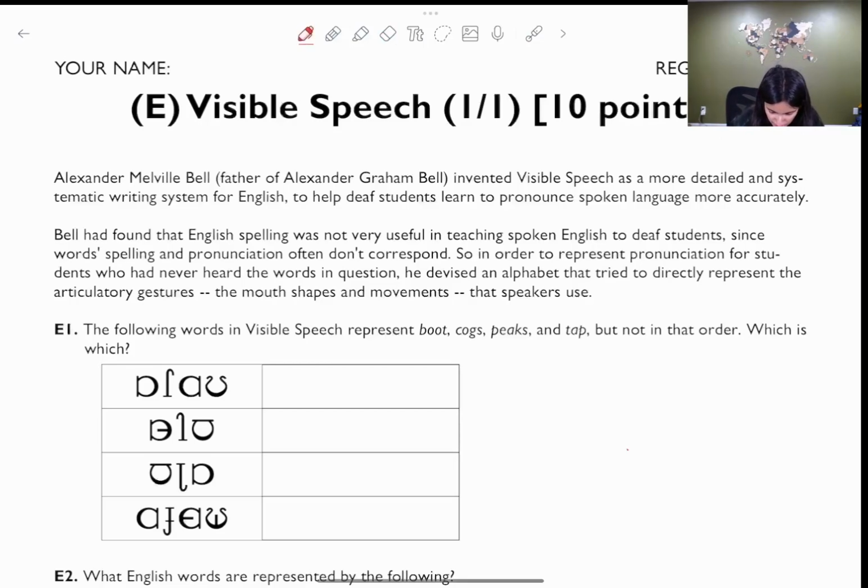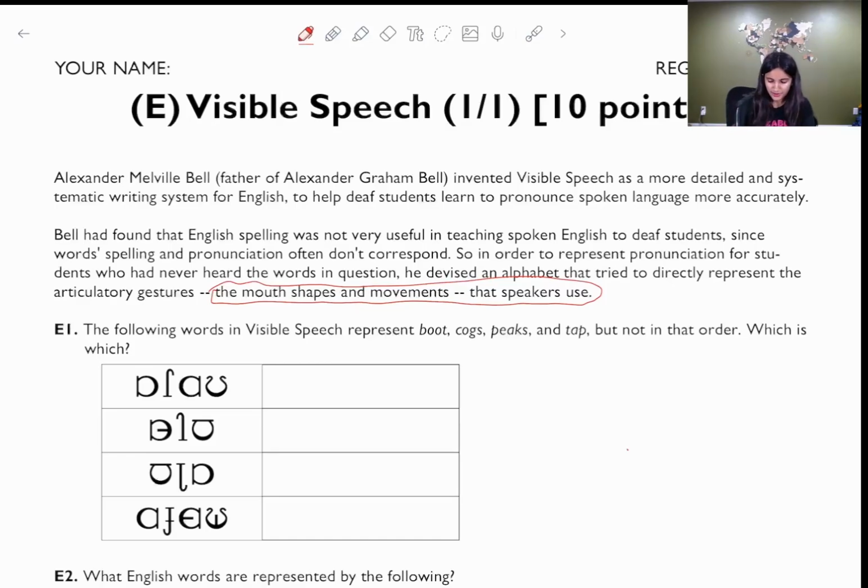So, this is going to be very important. The mouth shapes and movements the speakers use. Which of the following words in visible speech represent boot, cogs, peaks, and tap, but not in that order?